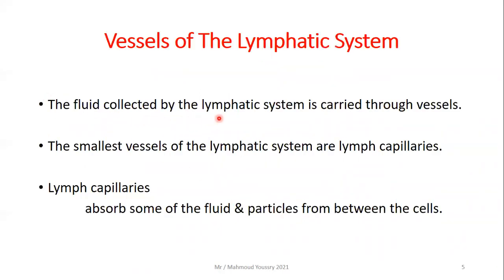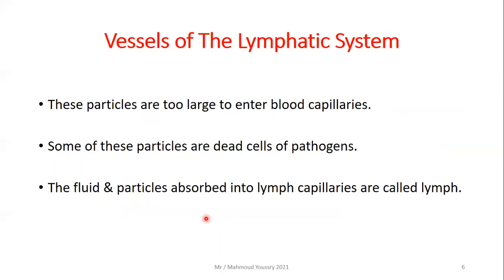The fluid collected by the lymphatic system is carried through vessels. These are the smallest vessels of the lymphatic system. Since they are very small, they are like capillaries, but they are part of the lymphatic system, so they are called lymph capillaries. Lymph capillaries absorb some of the fluid and the particles from between your cells. These particles are too large to enter the blood capillaries. Some of these particles are actually dead cells or pathogens.